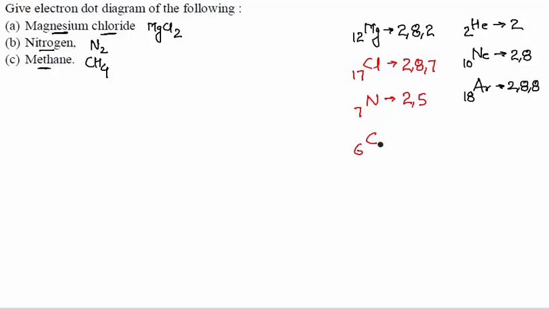Then carbon. Carbon is 6. So in the first shell it is 2, and in the second shell the rest 4 electrons. And then hydrogen. Hydrogen is 1, just 1 electron in the first shell.